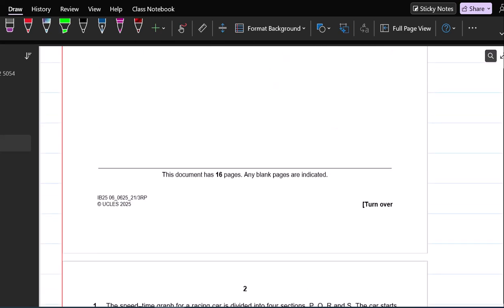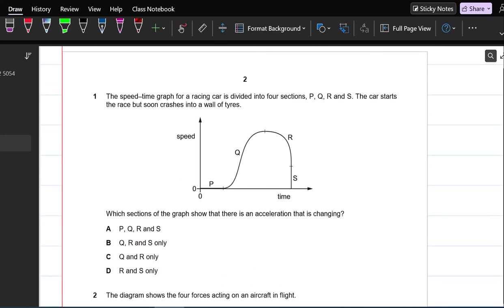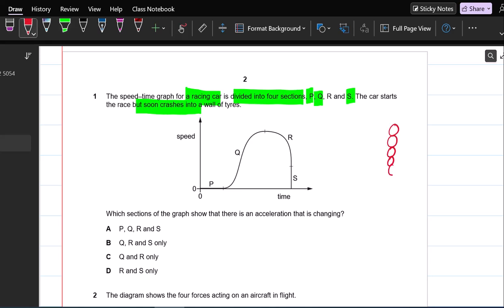So question number 1. The speed-time graph for a racing car is divided into 4 sections. The sections are P, Q, R and S. The car starts the race but soon crashes into a wall of tires. So there might be a wall where tires are placed. So this is a wall having tires.